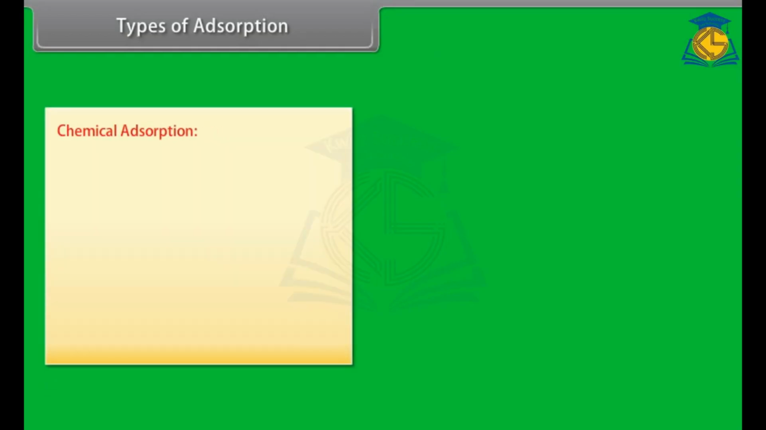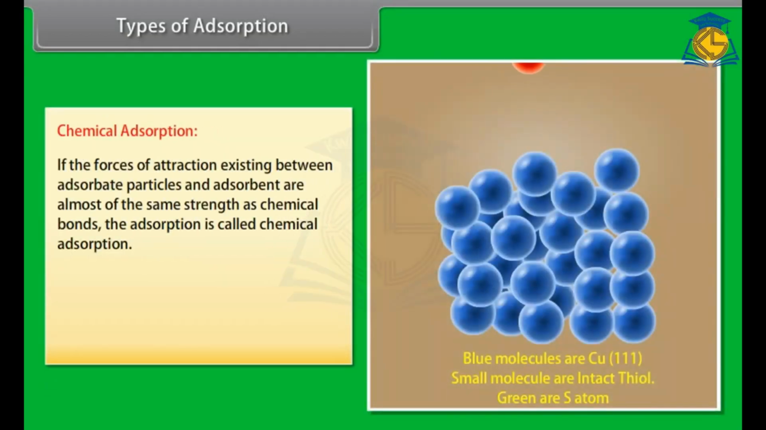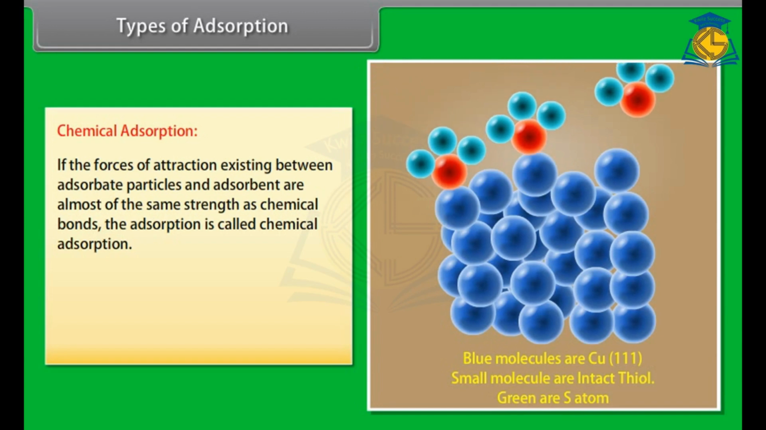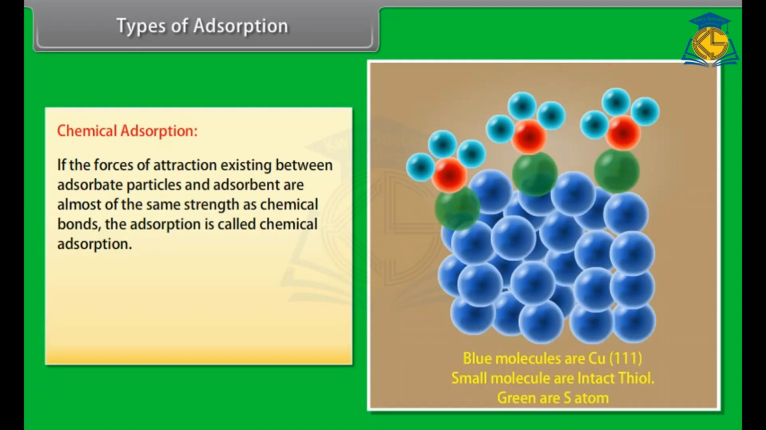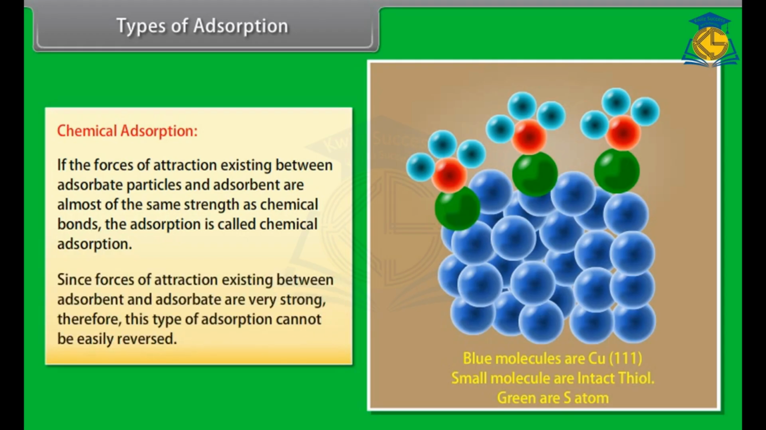Chemical adsorption. If the forces of attraction existing between adsorbate particles and adsorbent are almost of the same strength as chemical bonds, the adsorption is called chemical adsorption. Since forces of attraction existing between adsorbent and adsorbate are very strong, therefore, this type of adsorption cannot be easily reversed. Comparison between physisorption and chemisorption.